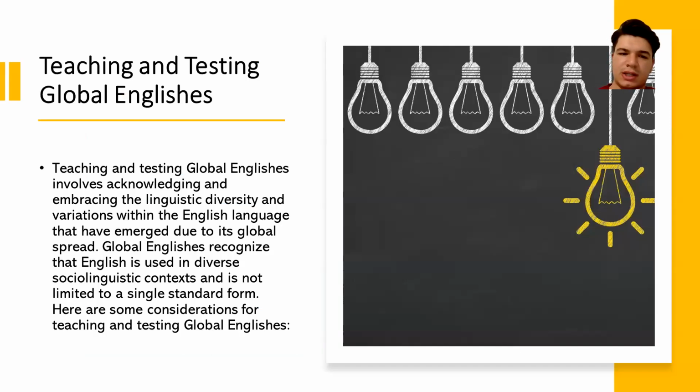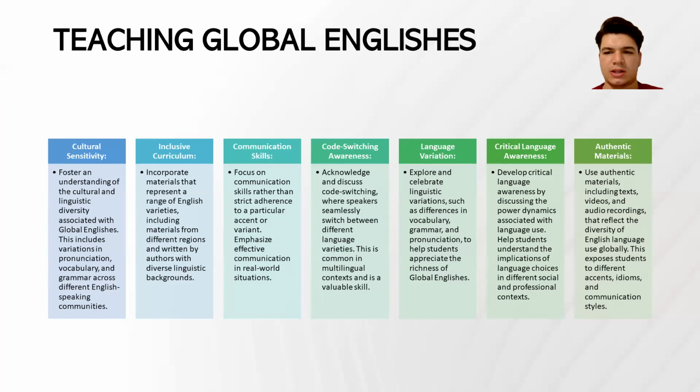Teaching and testing global Englishes. Teaching and testing global Englishes involves acknowledging and embracing the linguistic diversity and variation within the English language that have emerged due to its global spread. Global English recognizes that English is used in diverse sociolinguistic contexts and is not limited to a single standard form. Here are some considerations for teaching and testing global Englishes. Let's look at this together.